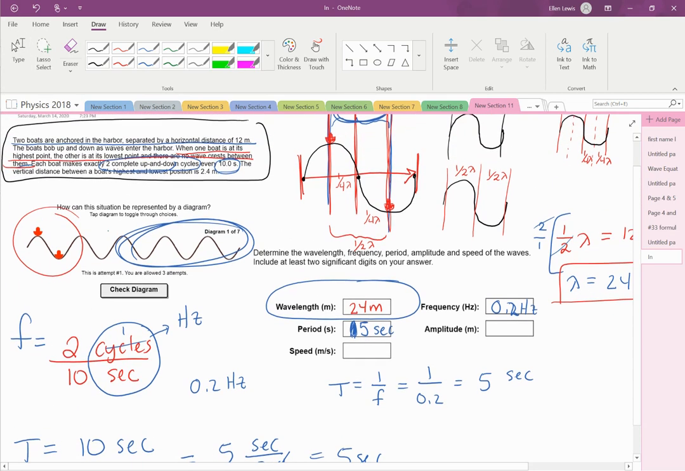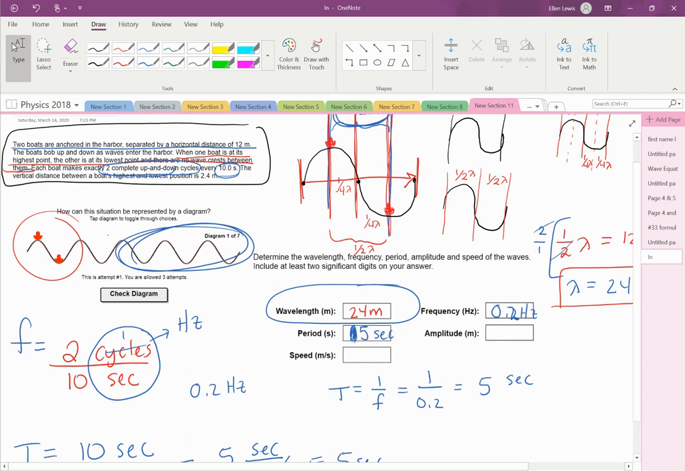And then finally, the last piece of information is we have the vertical distance between a boat's highest point and lowest position. So from the highest point to the lowest point. They're giving us that distance is going to be 2.4 meters.